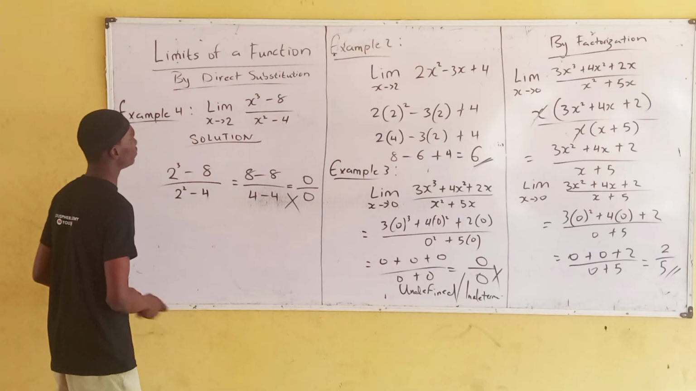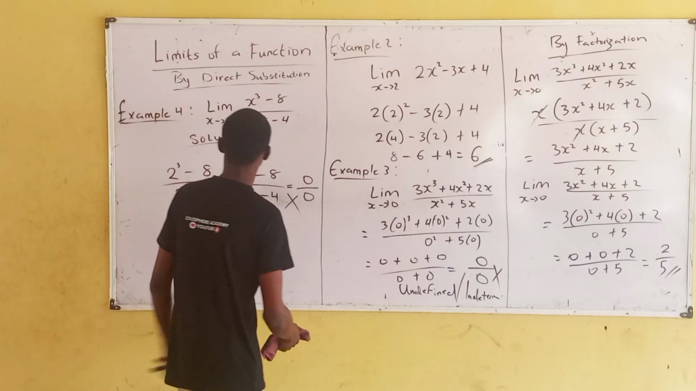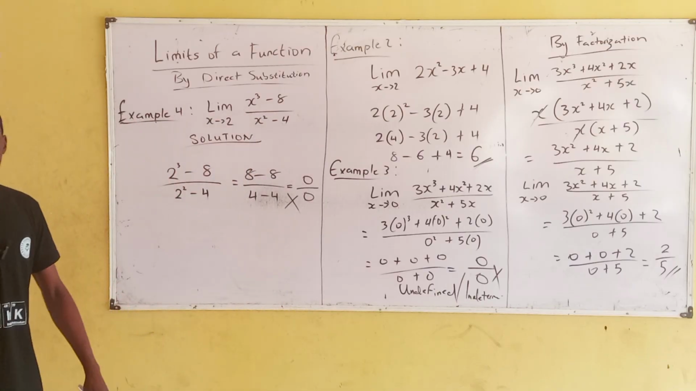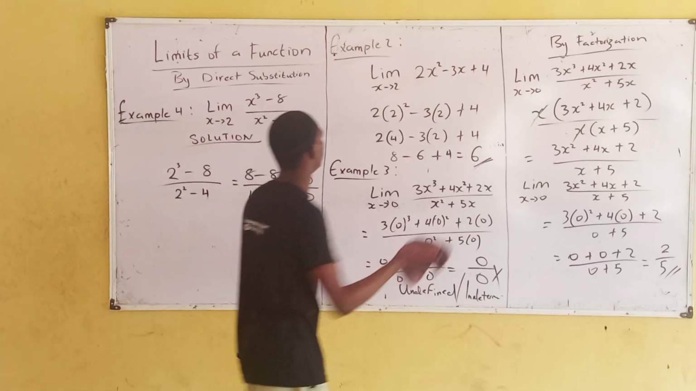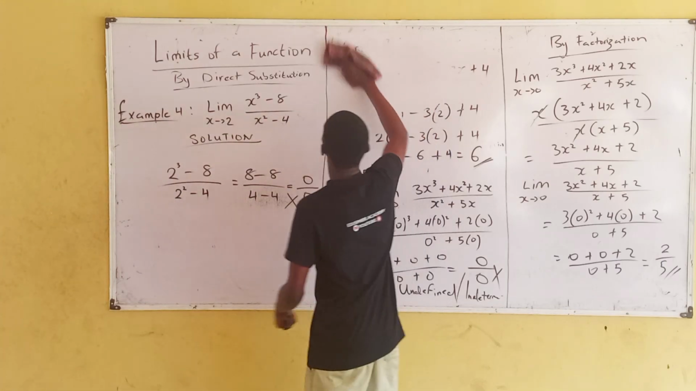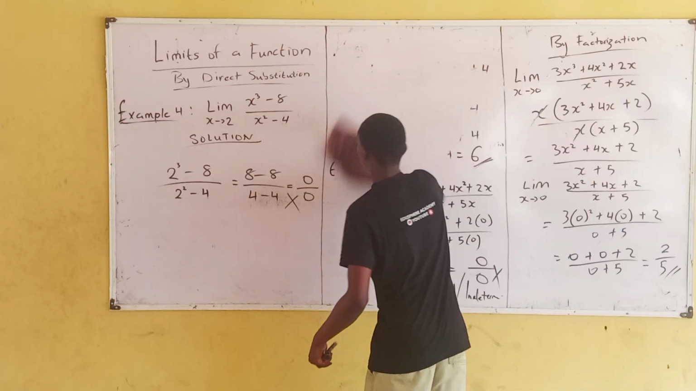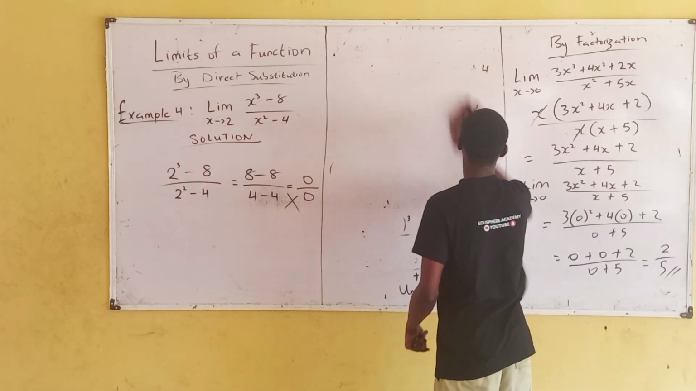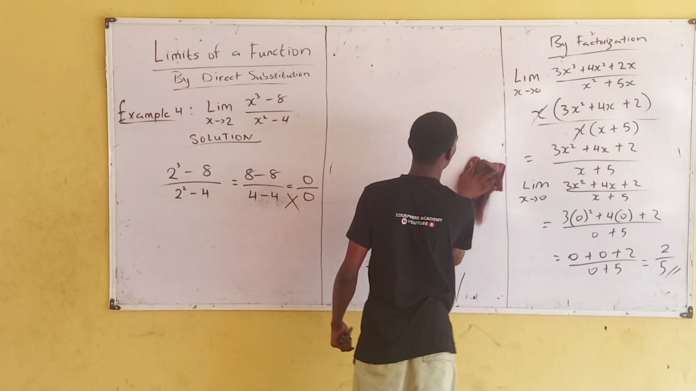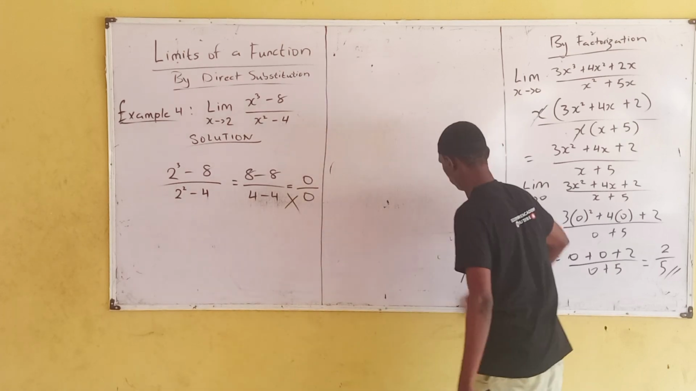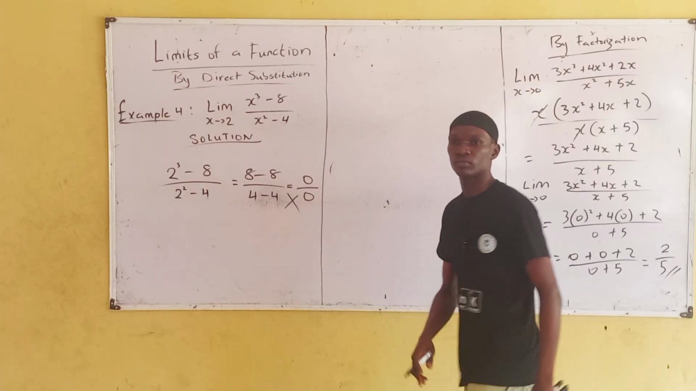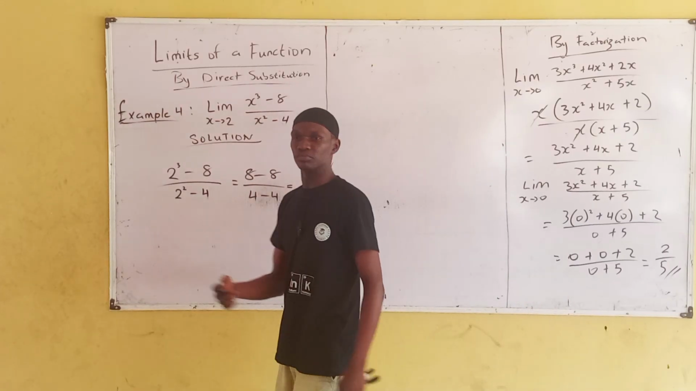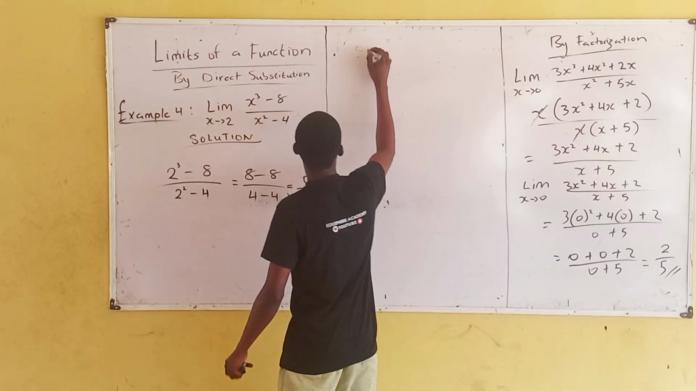So what do you do? Look at it very well. What do you do next? Rationalize? We cannot rationalize. Factorization. So now, how do we factorize this? We should break it down.